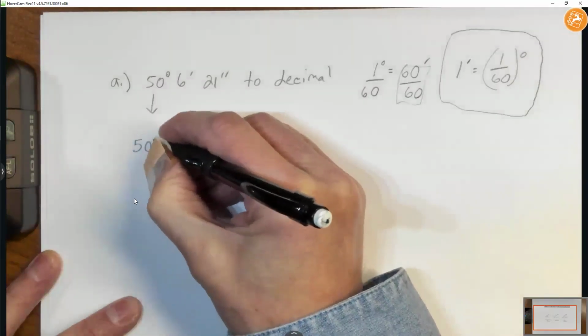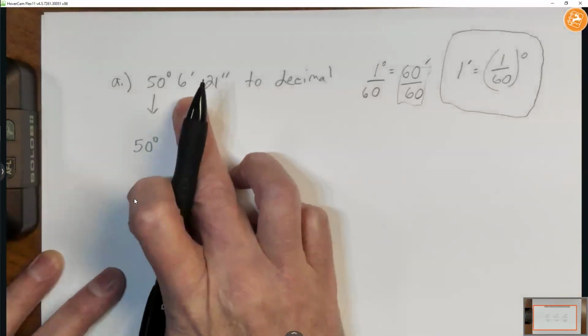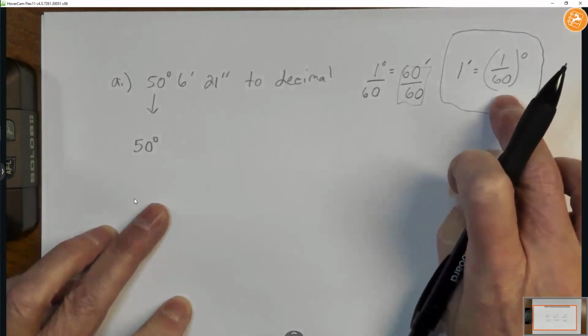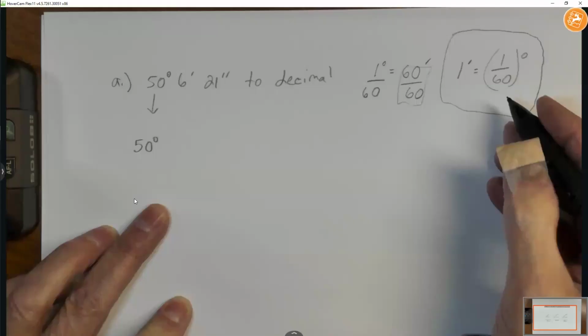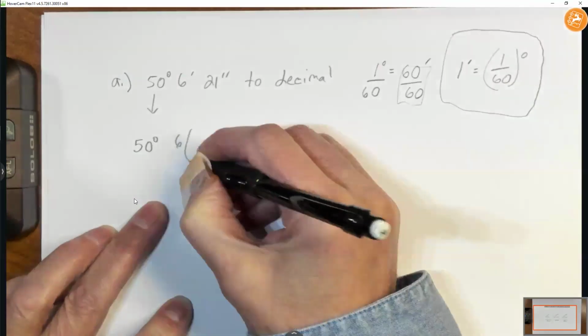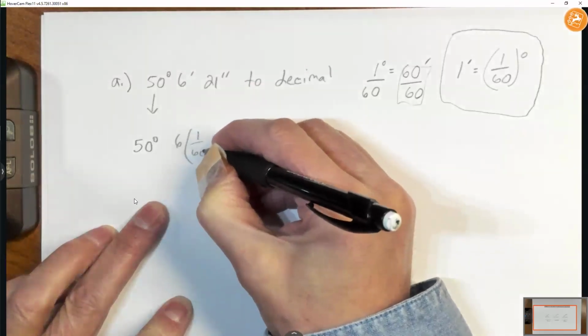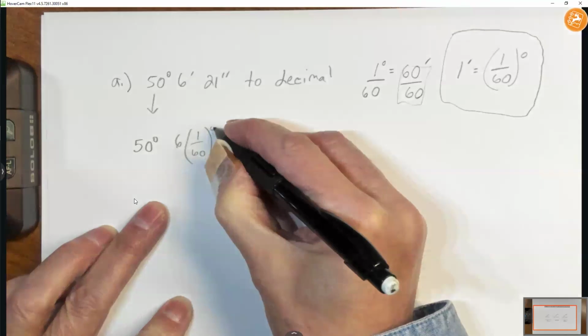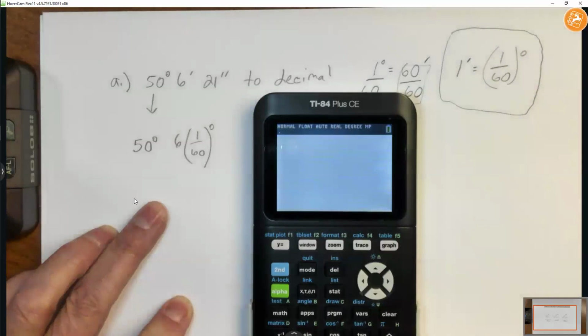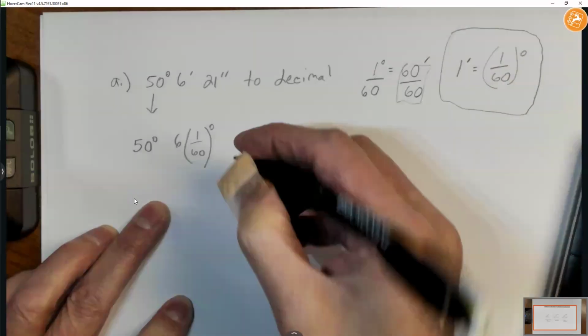So we got 50 degrees plus 6 minutes. But if I want it in degrees, then I know that's 1/60th. So I'm going to take that 6 of these minutes equals 6 of 1/60th degree. So 6 times 1/60 degrees. All right, so let's pop that in a calculator. We're going to take 6 and multiply it by 1 divided by 60. Okay, so that's 0.1.